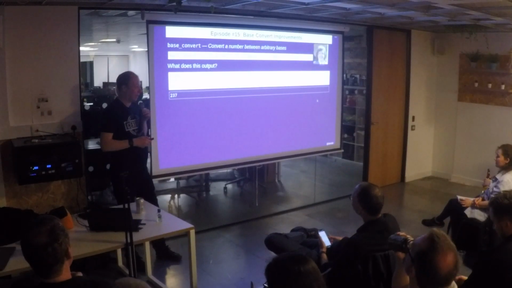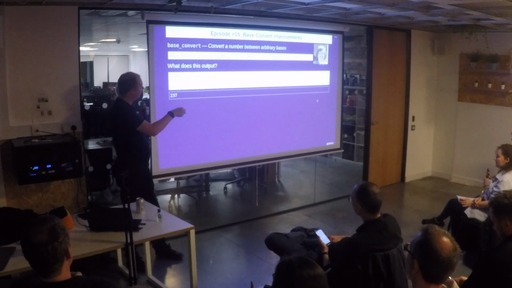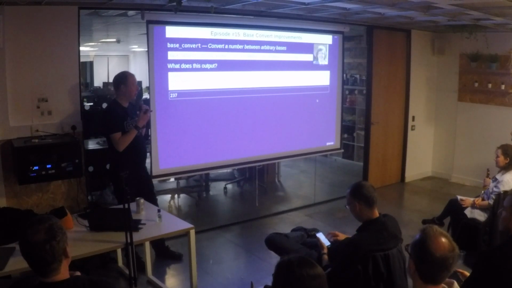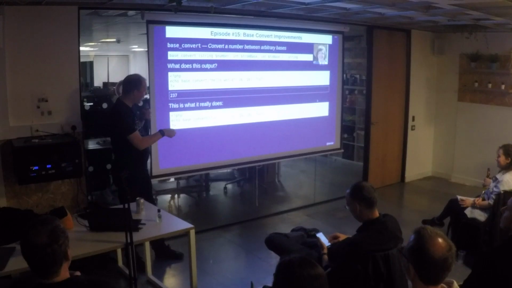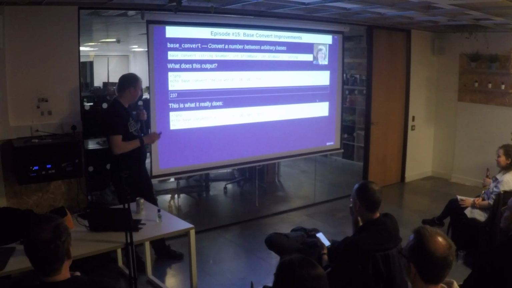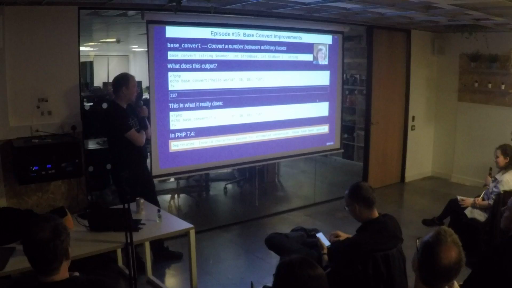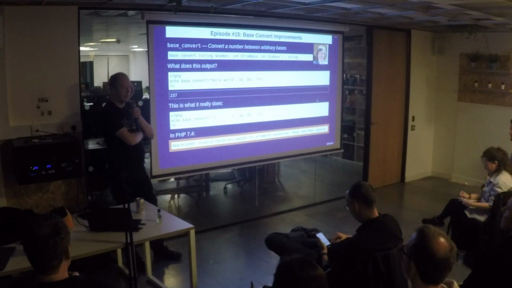Now, I'll explain how that happens. Basically, base_convert converts a number in one base to a number in another base. So in this case, from base 16, in which you can use the numbers 0 to 9 and the letters A to F. And what PHP does is pretty much ignore all the other letters and not tell you about this. And hexadecimal ED is 237. PHP 7.4 will tell you invalid characters were passed for attempted conversion and have been ignored. We're not quite sure what PHP 8 is going to do, whether this is going to be a hard error or continue to be a warning.